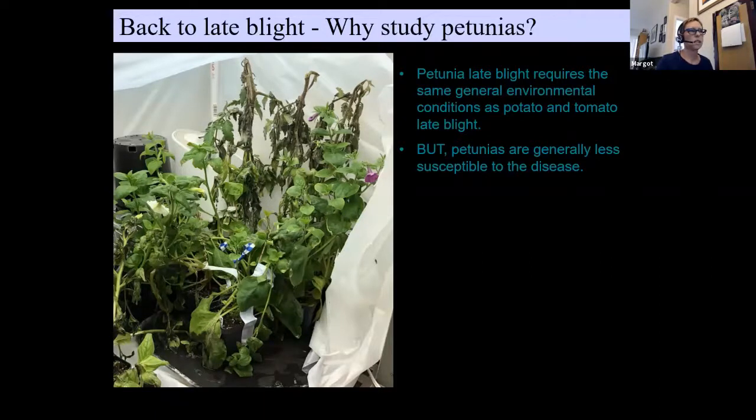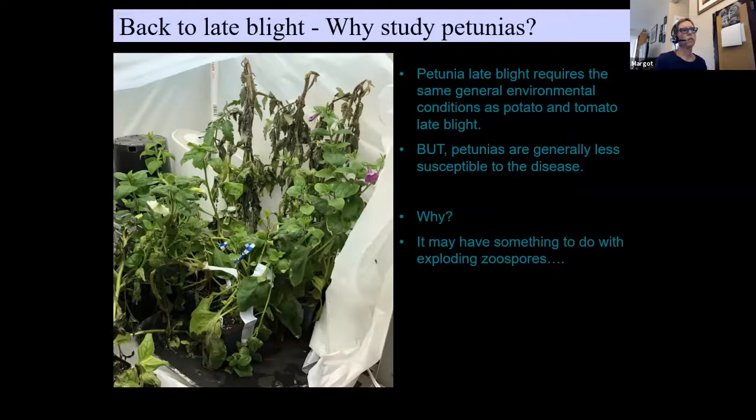So they are much less susceptible, which is why I was working on them in grad school and have continued to work on them, just trying to understand why that might be the case. The why, we know that there's things that go on inside of the plant. They're able to sense that there's an infection sooner than a tomato and a potato can, and they can fight that infection off very quickly. However, there's also things that go on the surface of the plant prior to, or that might prevent the infection from happening to begin with, and that's where the exploding zoospores come in.